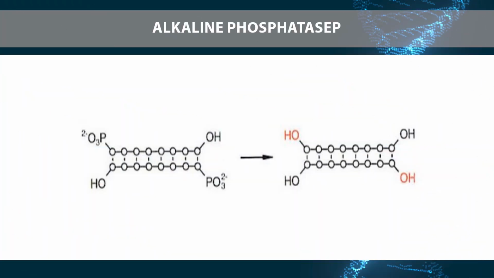We can see initially at the 5' DNA strand, double stranded DNA, both the ends have phosphate groups. When it was treated with alkaline phosphatase, we can see these phosphate groups have been removed. Instead of that, to maintain the stability, hydroxyl groups have been added with the help of this particular enzyme.